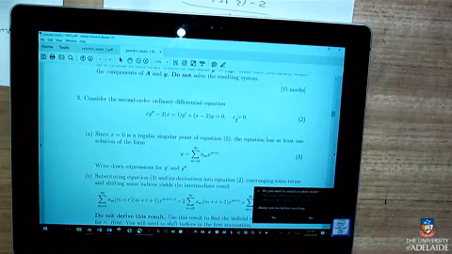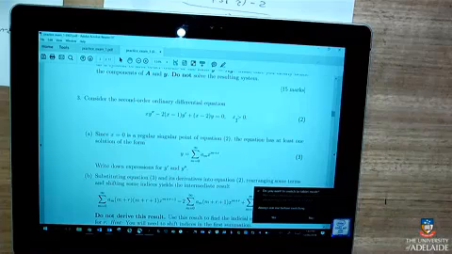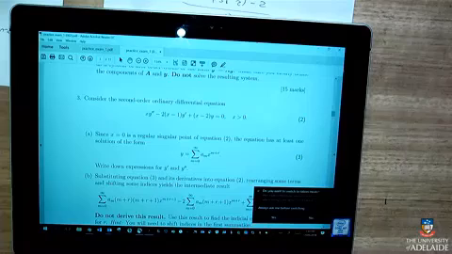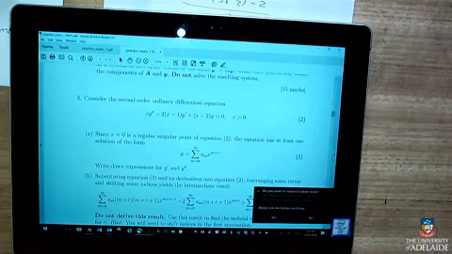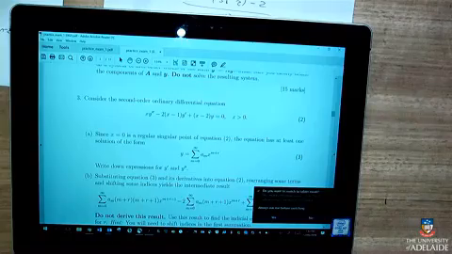I will copy it down onto my page. Consider the second order ordinary differential equation blah, for x greater than 0. Since x equals 0 is a regular singular point of equation 2, the equation has at least one solution of this form. Okay, I'm just going to run with it from here.